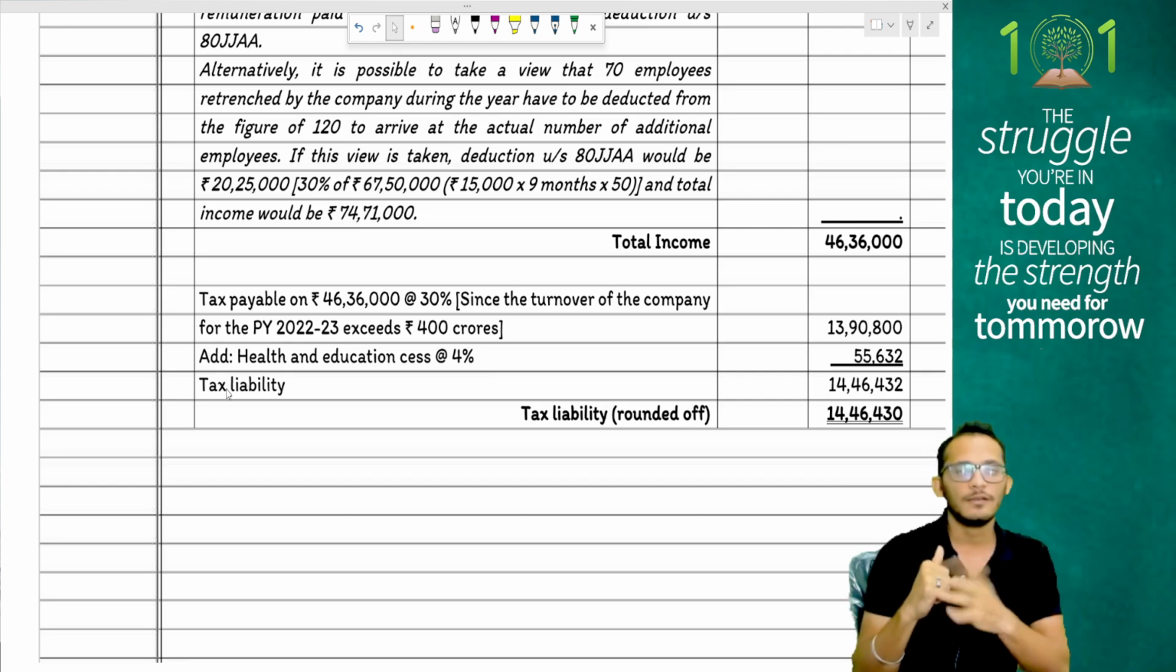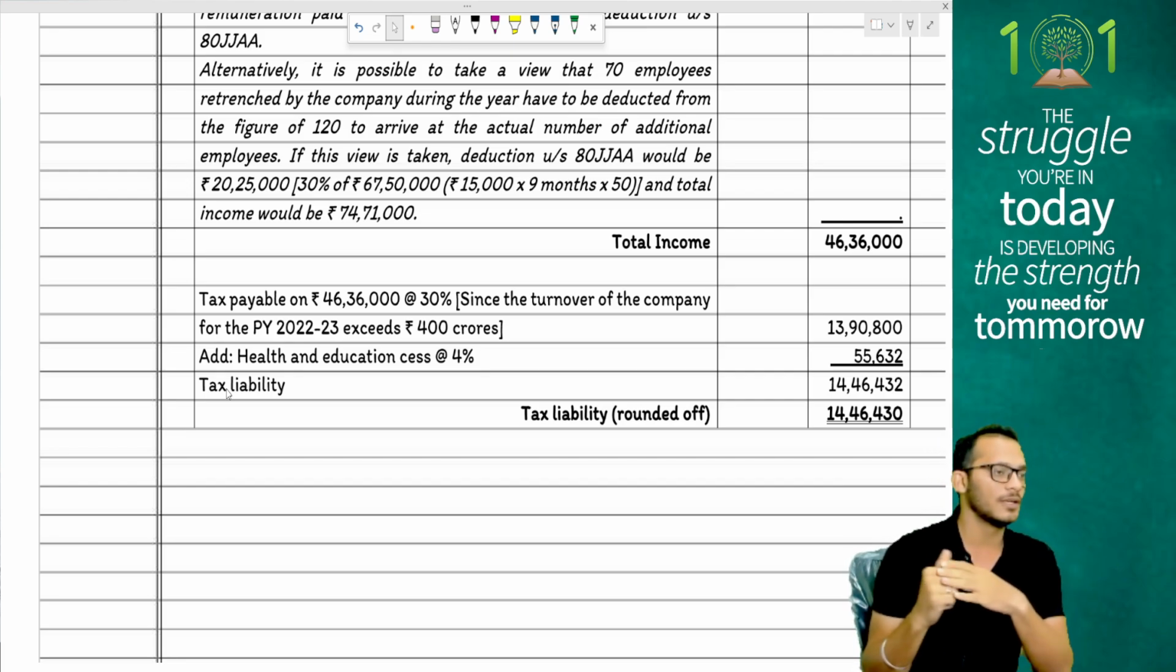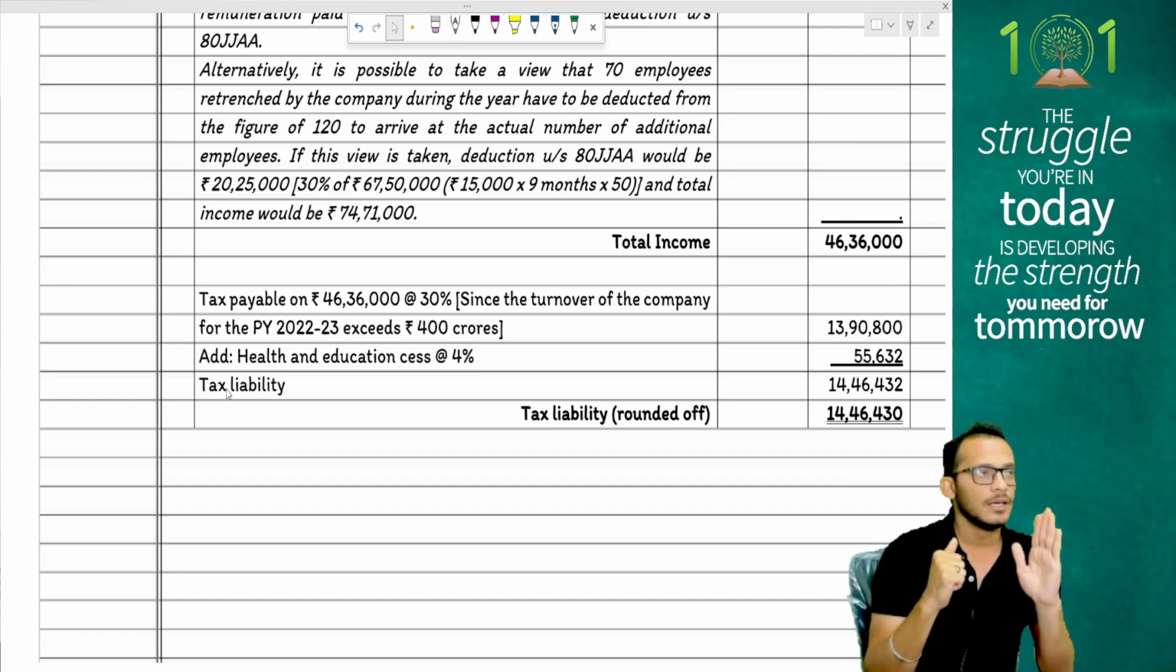Yes or no? Yes. So try it out at your end, or let me know. We can do it as a test also. That's something I will let you go with.